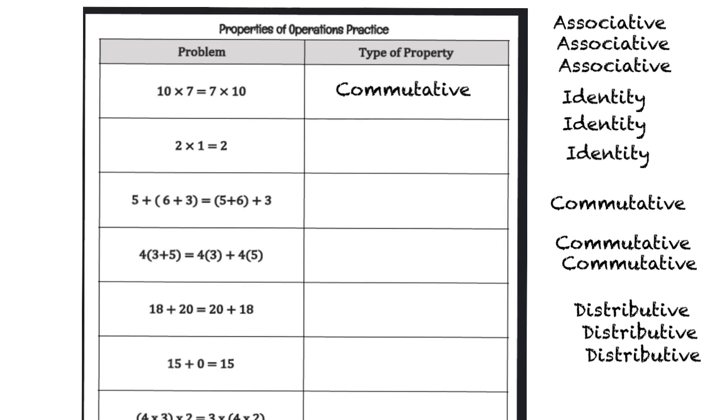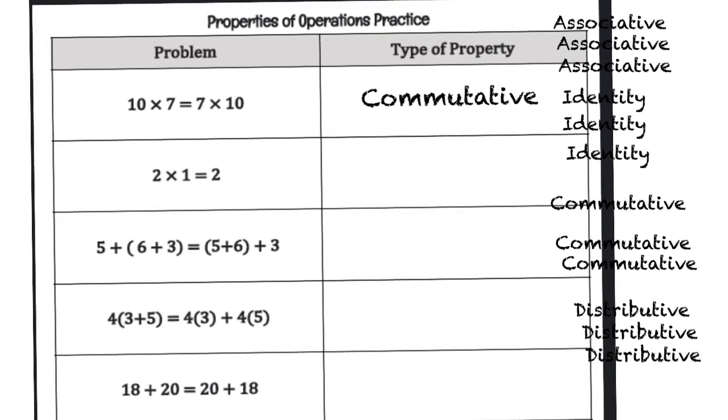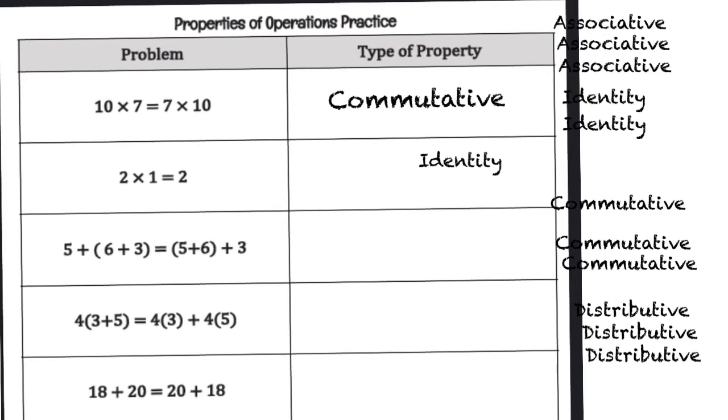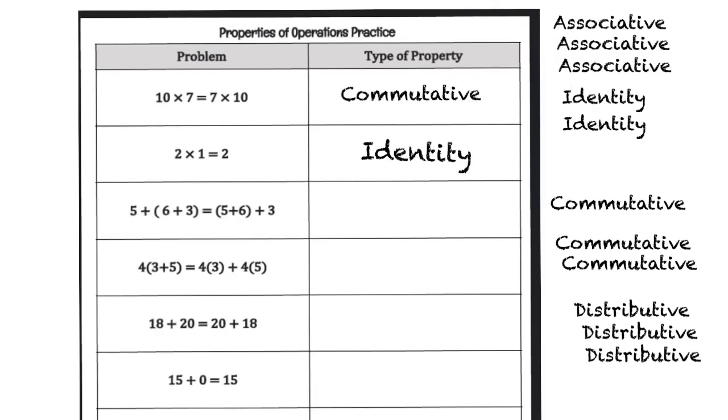Okay, now we're looking at 2 times 1 equals 2. If we're looking at that one, we should see that it was 2 times 1, which left us with the number 2, so it kept its identity. So that's your identity property. Next, we're looking at 5 plus (6 plus 3) is equal to (5 plus 6) plus 3. So we should see that they're grouping things together. They're associating numbers to each other. So that means it's the associative property.